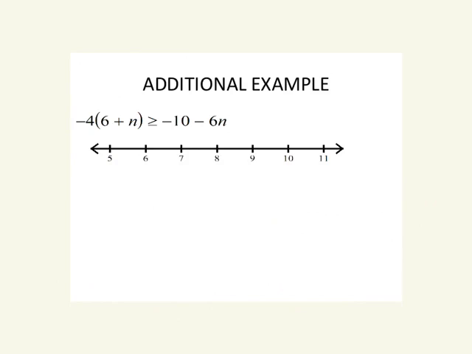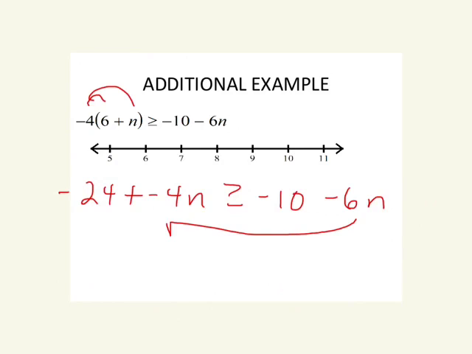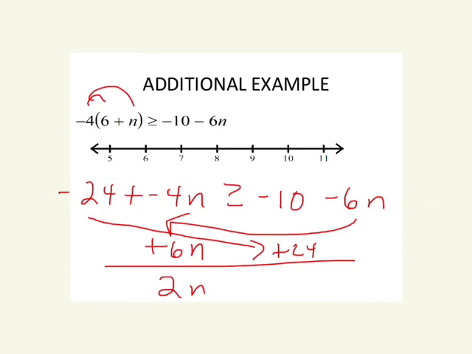Now, here's an inequality. So we're going to distribute through first. So I get negative 24 plus a negative 4n is greater than or equal to a negative 10 minus 6n. Now I'm going to again use change sides, change signs. So that negative 6n becomes a plus 6n on this side. This negative 24 becomes a plus 24 on this side. And I get 2n is greater than or equal to 14. Then divide by 2. I get n is greater than or equal to 7.